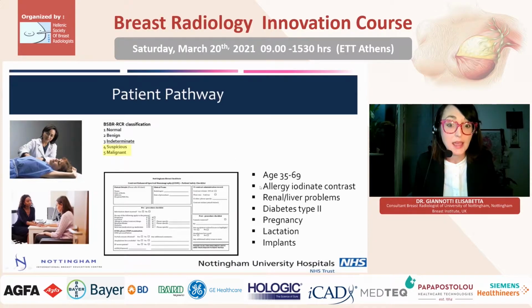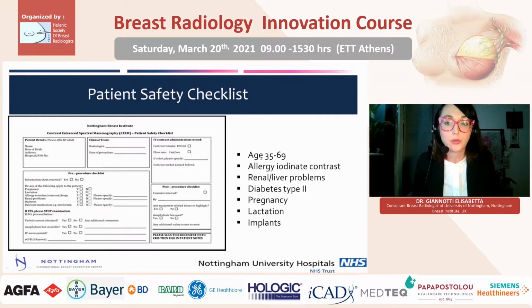And this is our checklist that we go through. So basically the things that we go through, we do between the age of 35 and 69. We ask for allergy to iodinated contrast, although very rarely the patient would have had a CT before.